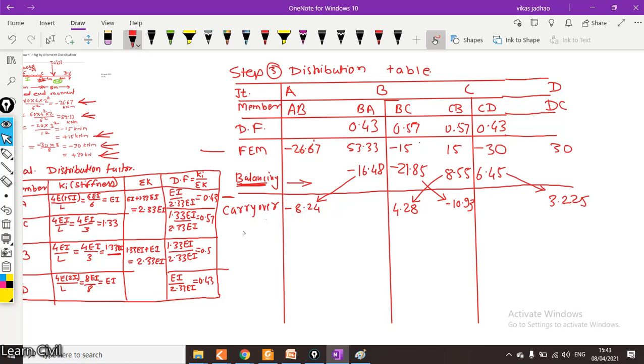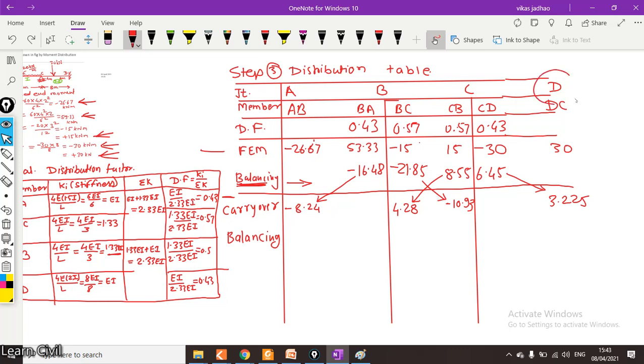Okay. Now the next step will be again balancing. So what we will be doing? We will be again balancing the joint. Now here this joint A is a fixed support. Therefore this will be auto balanced. Fixed support is a self balancing support, so this moment will be auto balanced. This 8.24 at A will be auto balanced or self balanced.